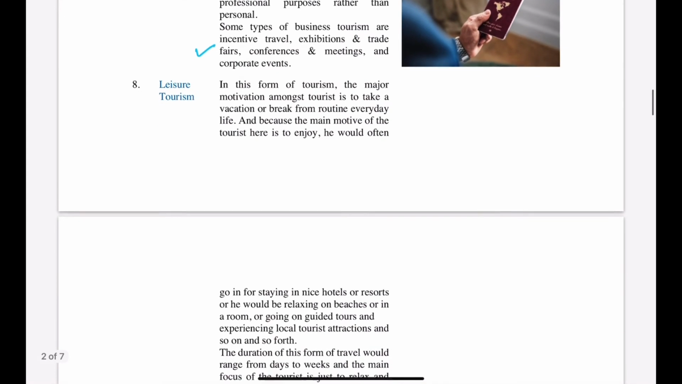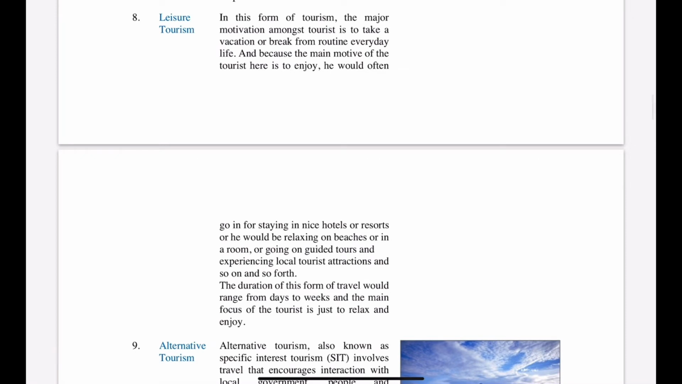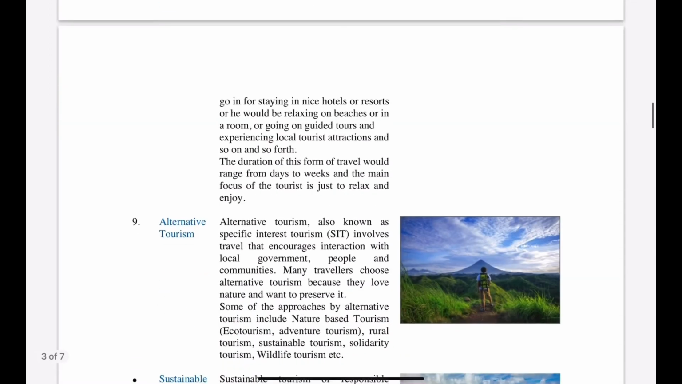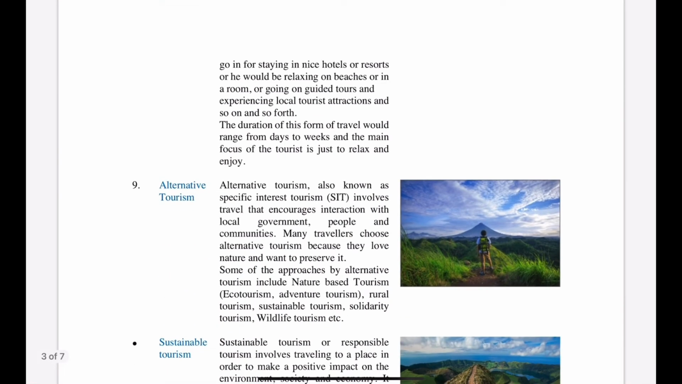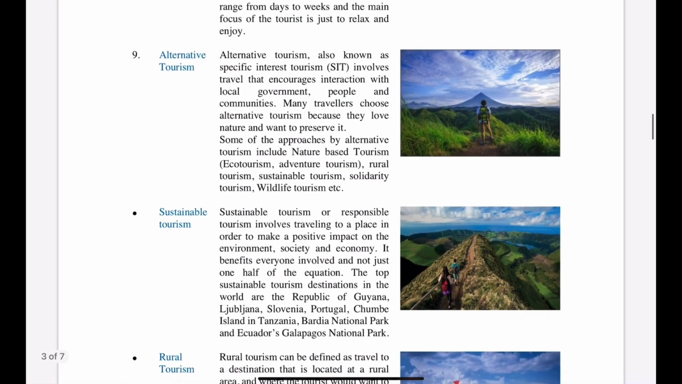Moving to the next one, we have leisure tourism. In this form of tourism, the major motivation among tourists is to take a vacation or break from routine everyday life. Basically, the person is planning to leave his own house and go on a vacation, enjoy himself, have some good time with his family. In leisure tourism, people book good, beautiful hotels and resorts so that they can relax. It can be a beach, it can be nice rooms, and it is a very good experience. So that is a form of leisure tourism.